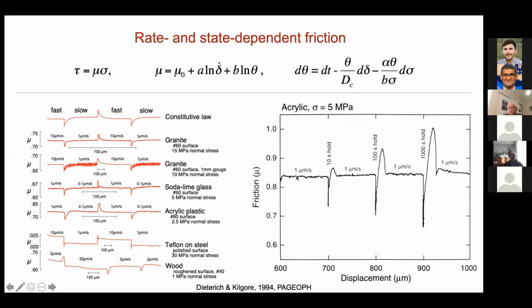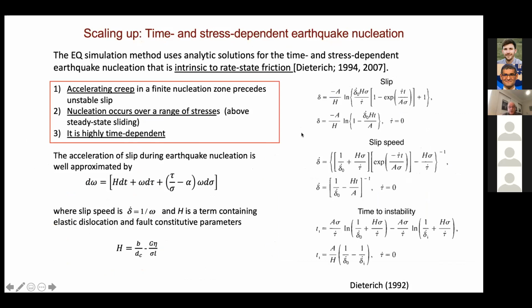Another manifestation of this is the slide, hold, slide experiment, where we slide for some distance, stop the sliding, and you see a relaxation. But when we reload, start sliding again, we see this peak stress. And the peak stress is proportional to log time, which is given by this term. So this is kind of old work. But what we've done is we can scale this up, and there are some interesting properties associated with rate and state friction.